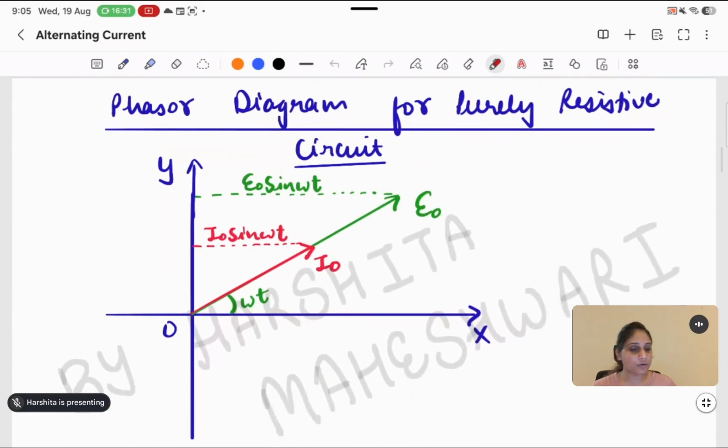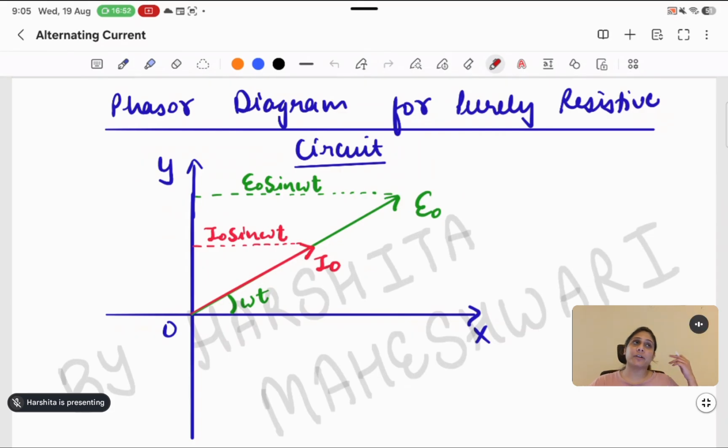Okay, let's talk about the phasor diagram. If I'm taking this angle as omega t, and I'm taking the E naught value as this only, then the I naught will also be at the same phase. Phase is basically an angle to which this vector will be aligned. Okay. So we made the phasor diagram.